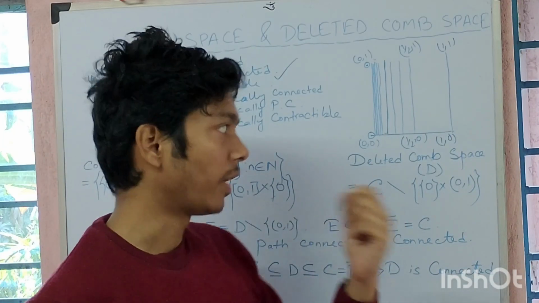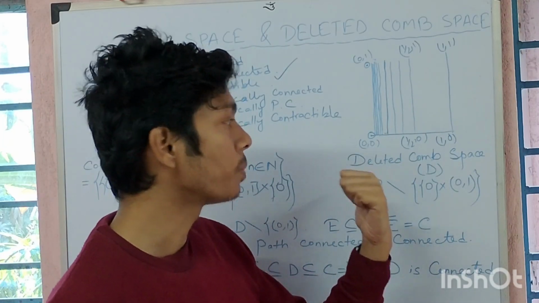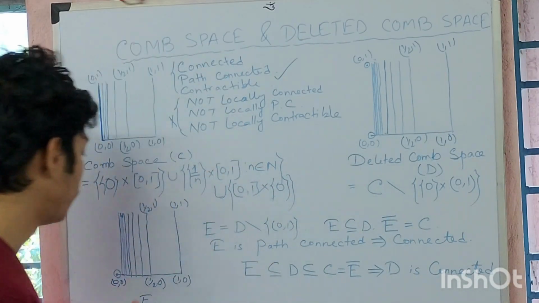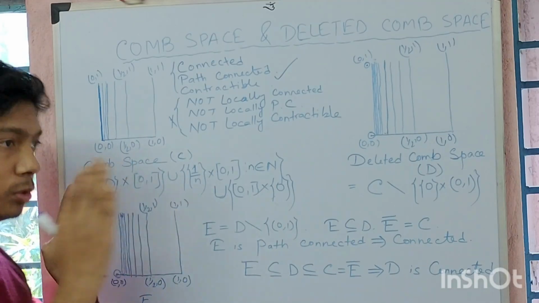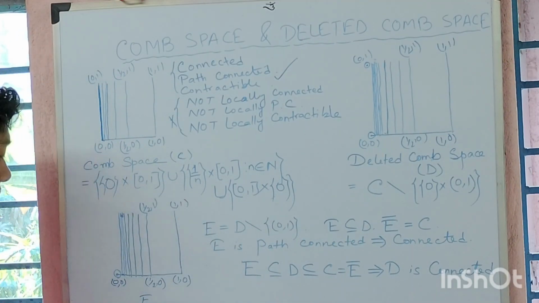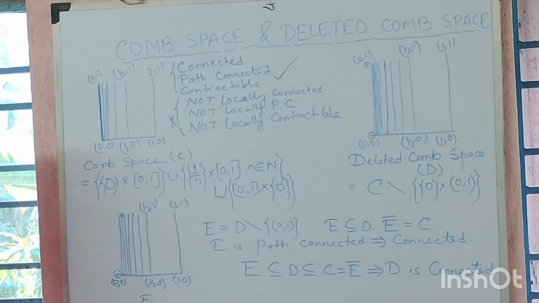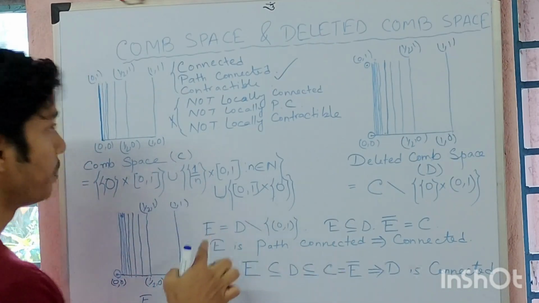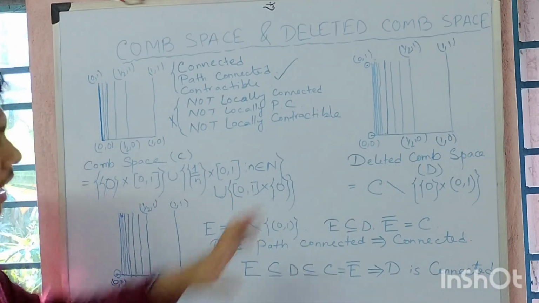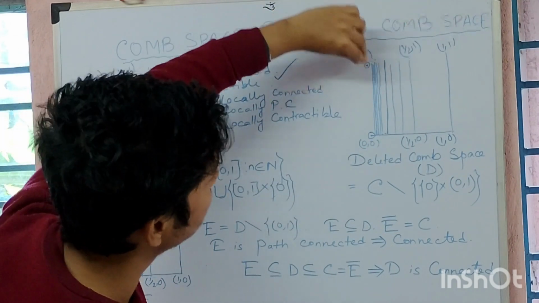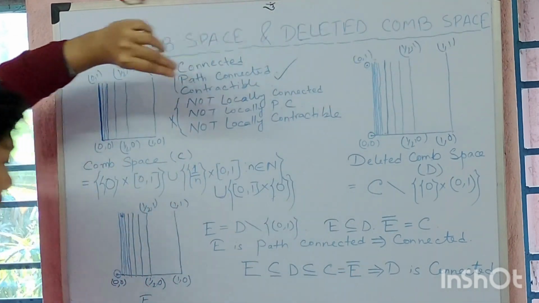I will prove it. First of all, to prove that deleted comb space is connected, I have to know another thing. This is a set, basically a space E. It is generated by deleting one point from the deleted comb space. Here is a deleted comb space, and I have deleted this point. Then I will get the space E, this space.